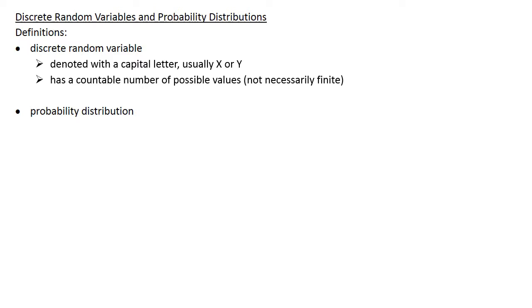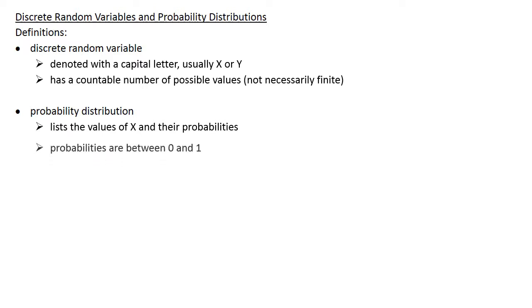A probability distribution is the same as what we learned in the last chapter. It lists the values of x and their probabilities. And of course, all the probabilities have to be between 0 and 1, and the sum of the probabilities has to be 1. And we learned that in the last chapter.